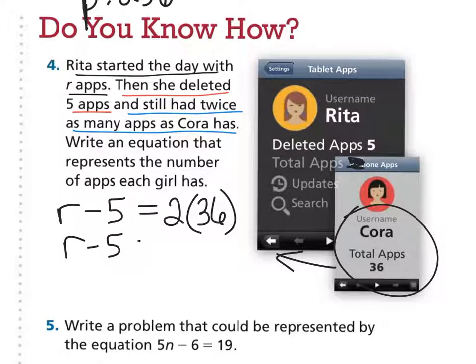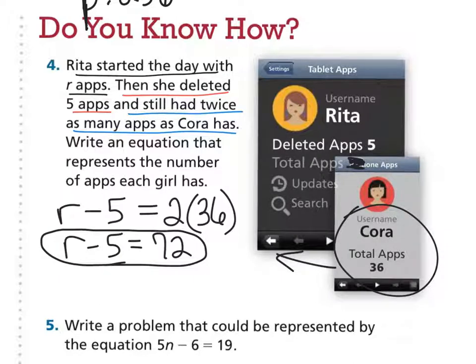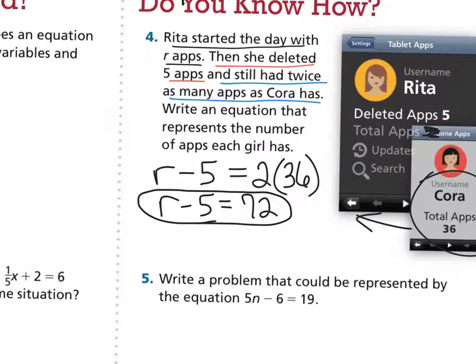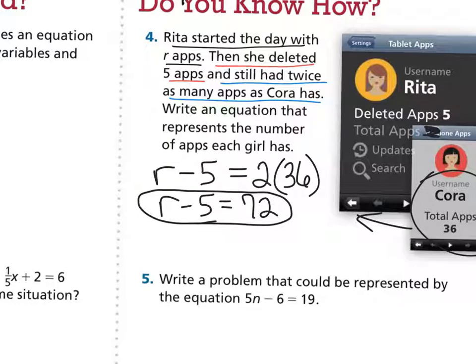One more thing we could do here is just go ahead and multiply 2 times 36, which would be 72, just to simplify our equation a little bit more. Okay, so that's one way we could do this.